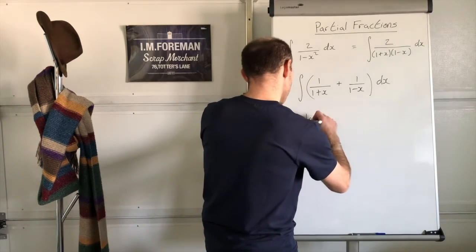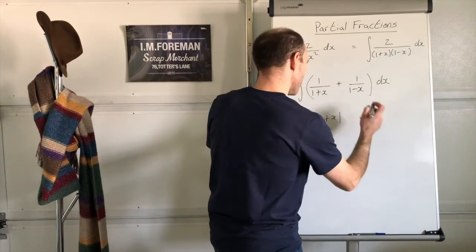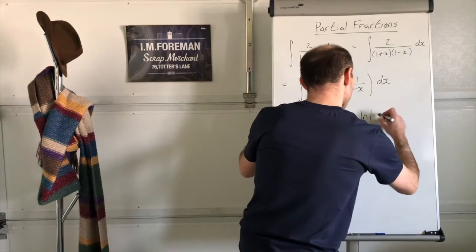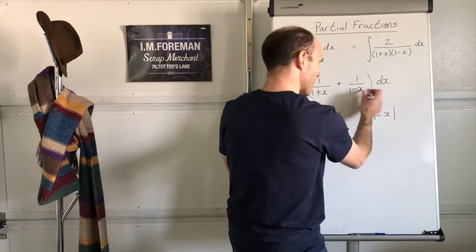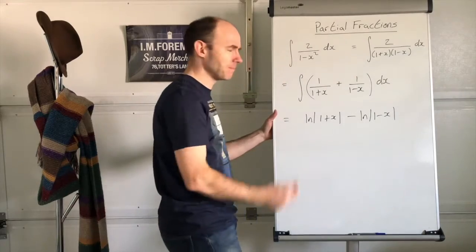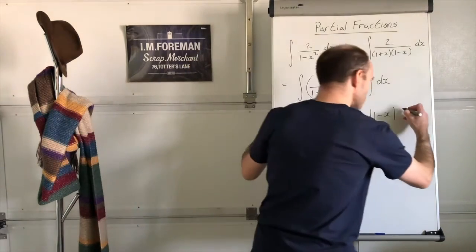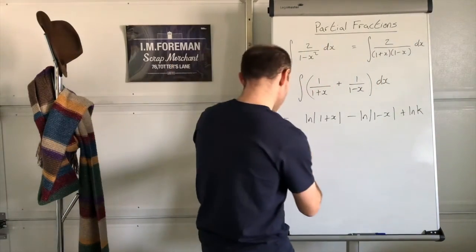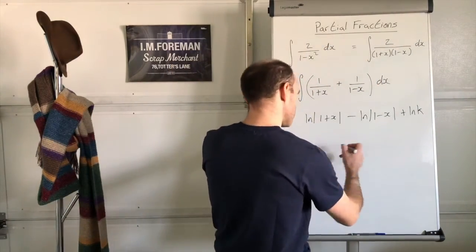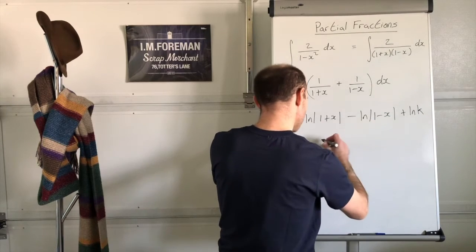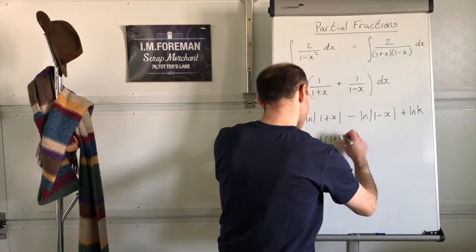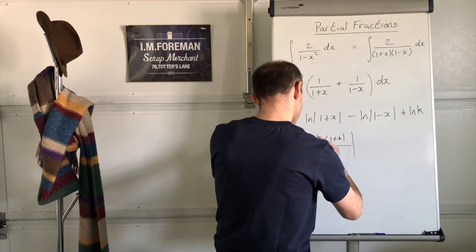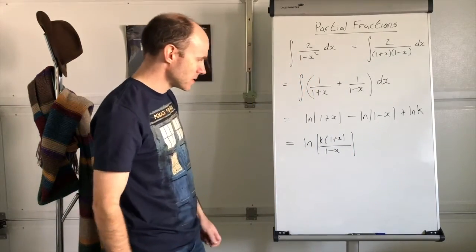So natural log 1 plus x, and then natural log, well, why have I not put a plus or minus? 1 minus x, differentiate that, divide by negative 1. Those are both natural log terms, so I'm going to write the constant as natural log of k. Right? Here we go. And just write this, can you do that? K times this, and then divide by this. So k, 1 plus x, over 1 minus x. Done. Natural log of k, 1 plus x, over 1 minus x.